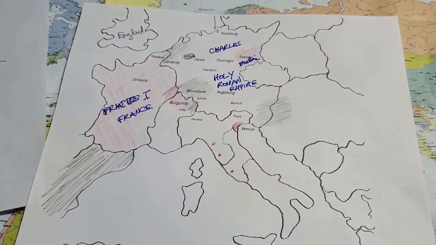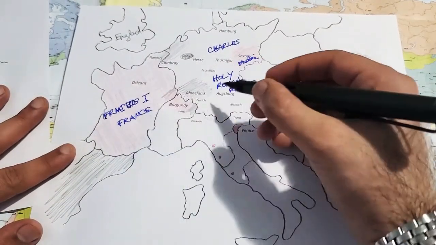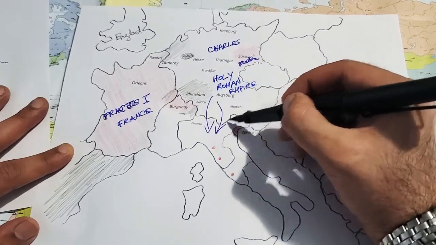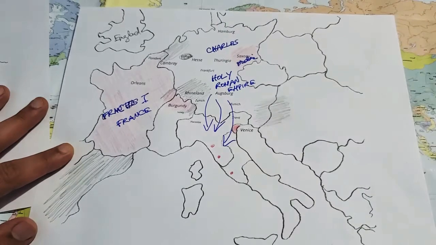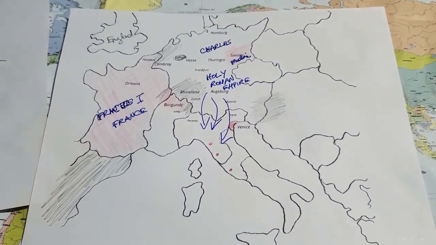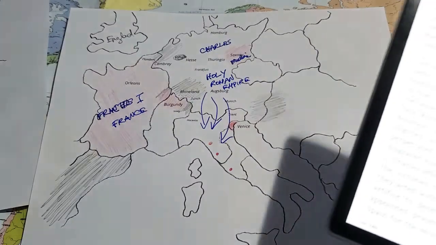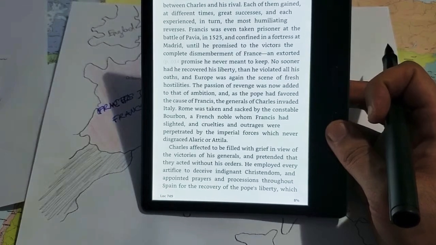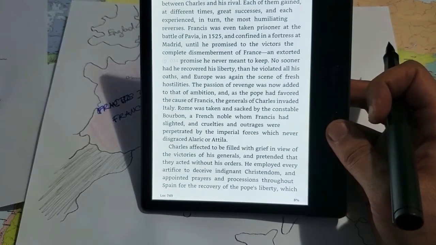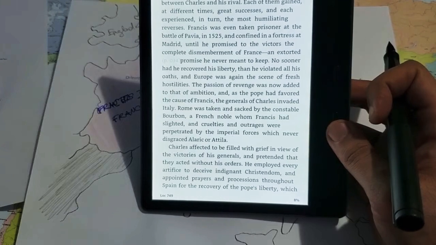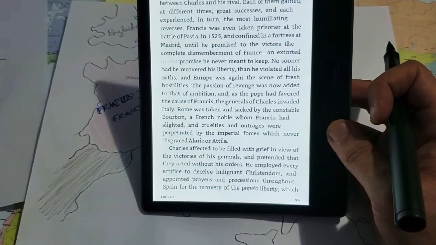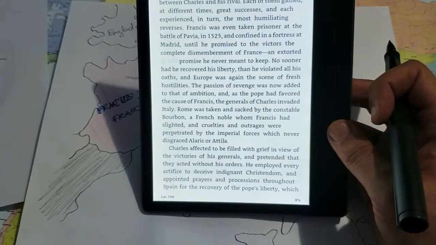So he's saying the Huns never treated Rome as bad, or the Visigoths. What happened was, because the Pope was supporting Francis or France, the armies of the Holy Roman Empire had invaded Rome and kidnapped the Pope. And so that's a funny thing for a Catholic monarch to do. Charles pretended to be filled with grief in view of the victories of his generals, and pretended that they acted without his orders. He employed every artifice to deceive indignant Christendom. So everybody's offended, and he's lying.